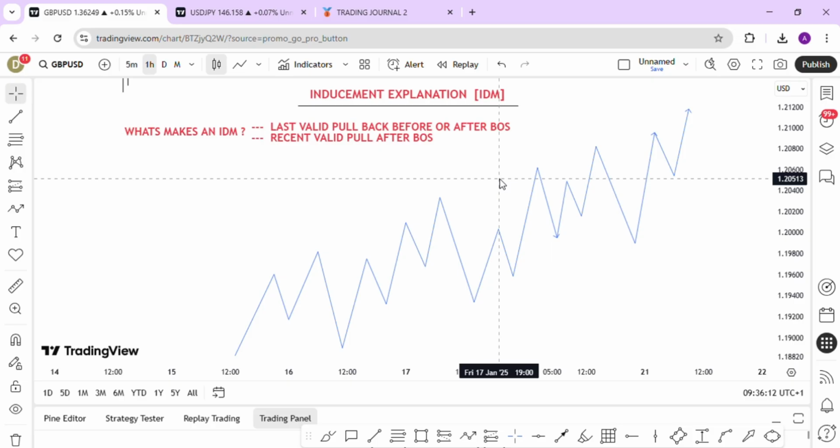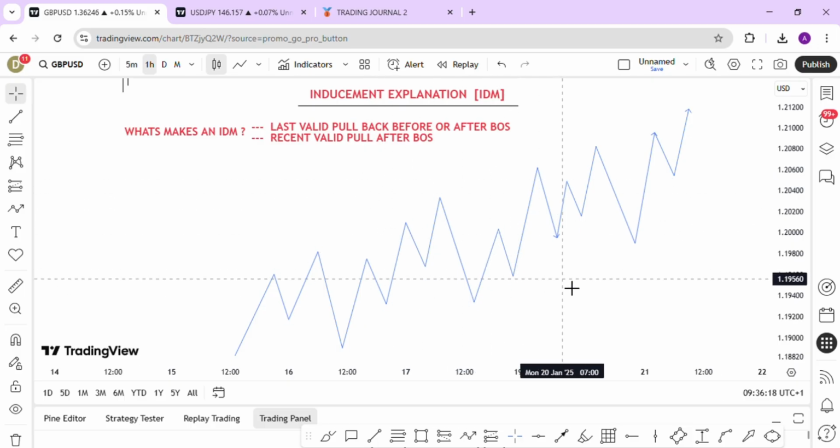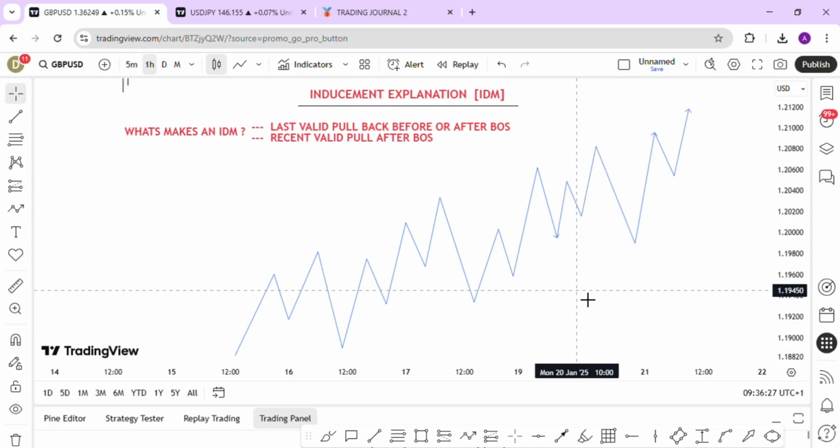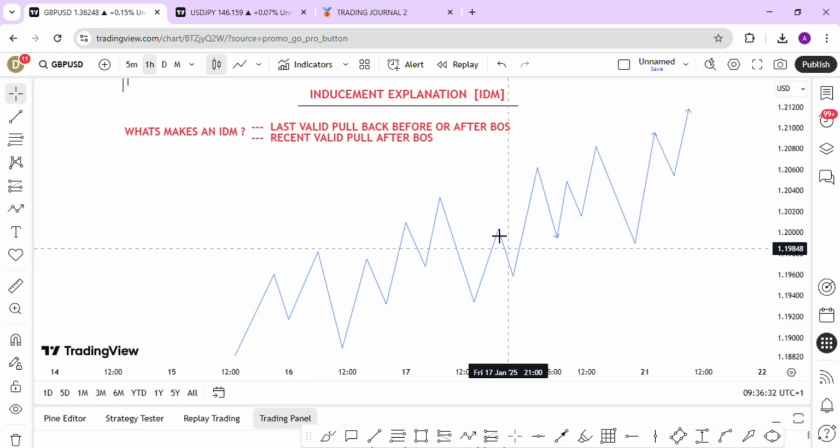A lot of people get it wrong identifying valid inducement. And as you see here, I will make a clear example and explanation, at least to my best knowledge, for anybody to be able to comprehend what inducement really is on the chart. So let's dive into it.